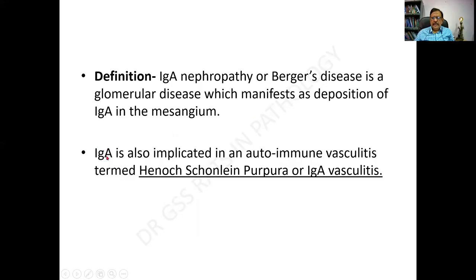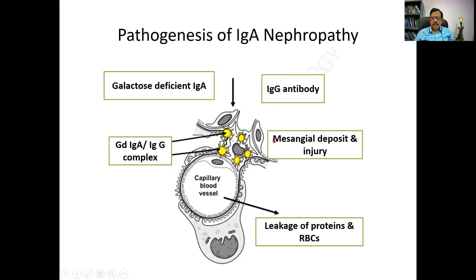It is also the IgA, you find that it is implicated in certain other diseases such as autoimmune vasculitis or Henoch purpura. Some people call it as IgA vasculitis. This is a beautiful diagram. I would like you people to kindly draw and remember this. What is the pathogenesis of IgA nephropathy? There is a galactose deficient immunoglobulin A which is present in the serum, and this gets deposited in the basement membrane or in the mesangium.